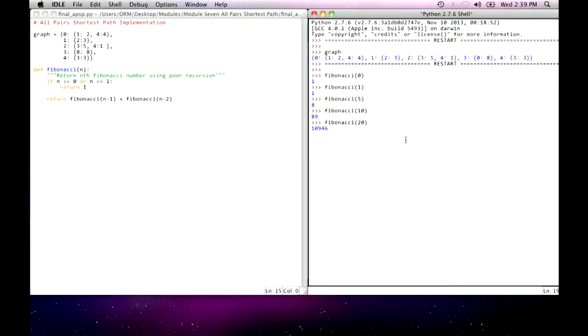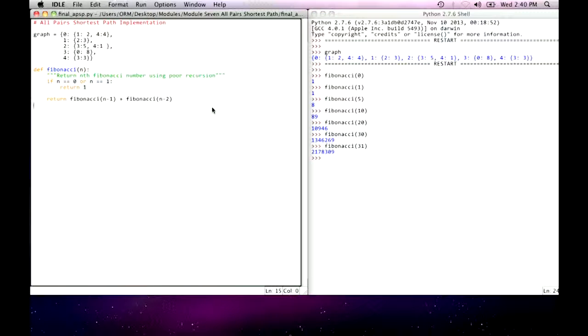I'm now doing the 20th one. Depending on the speed of your computer, at some point it starts slowing down, and it doesn't make any sense. Why is it now, when I'm looking for the 31st one, it's taking longer and longer? Surely this is just a mathematical computation. The problem is in how the recursion is set up. And so this is exactly the wrong way to implement Fibonacci.